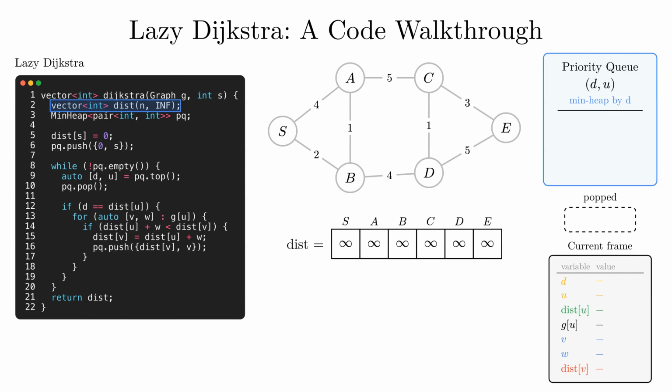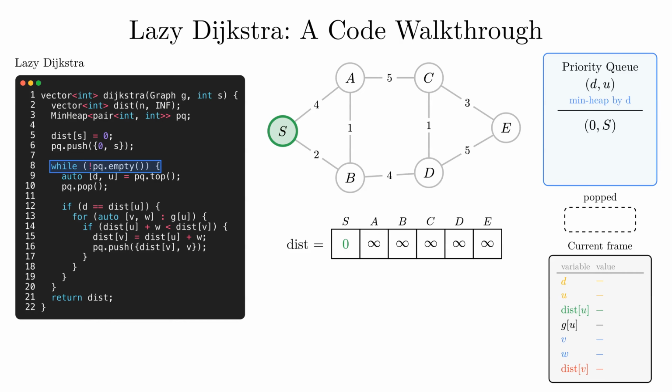First, the distance array. Every entry starts at positive infinity, because we assume every node is unreachable. Then the priority queue. It holds distance and node pairs, ordered by the smallest distance, and it starts out empty. We assign a distance of 0 to the start node, S, and we insert the pair 0, S, to say we intend to visit S with a best distance of 0.